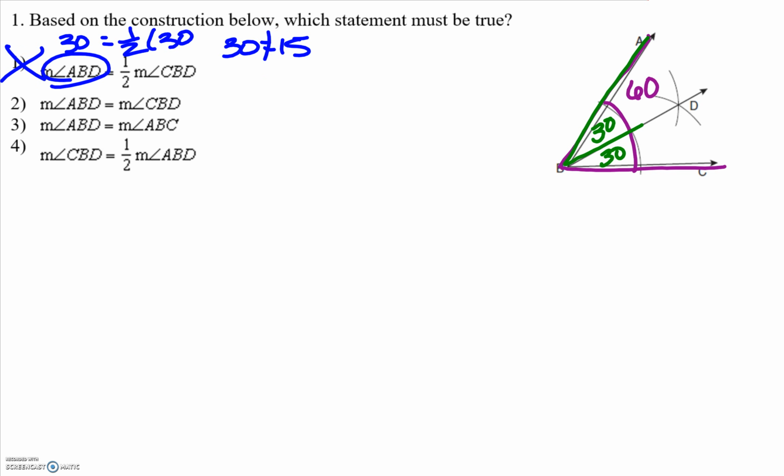Now we're going to go through choice 2. The measure of angle ABD, which is 30, is that equal to the measure of angle CBD, which is 30? Yes, so we're done and we can move on.